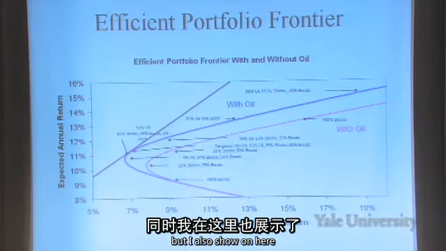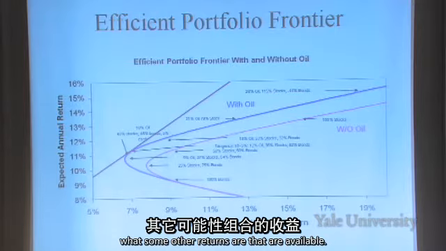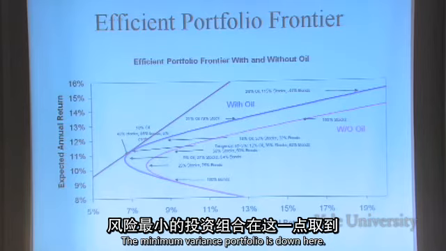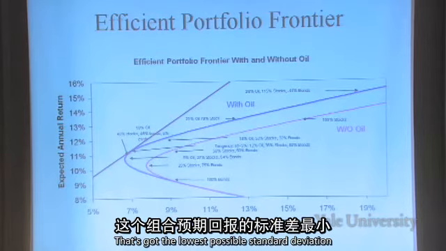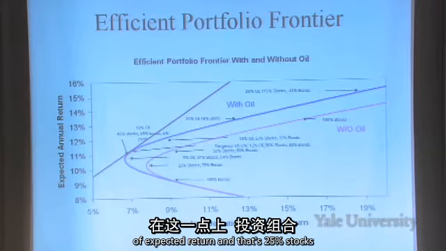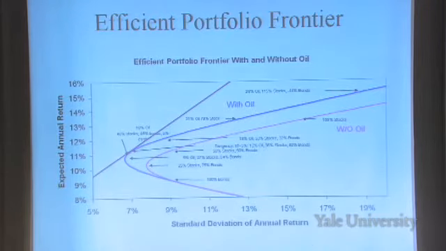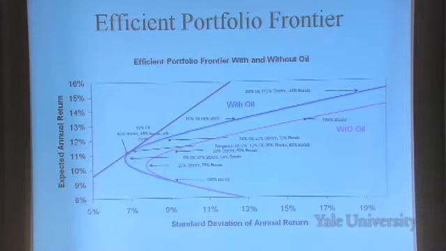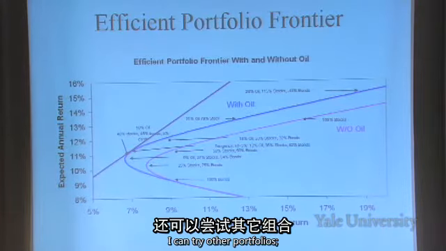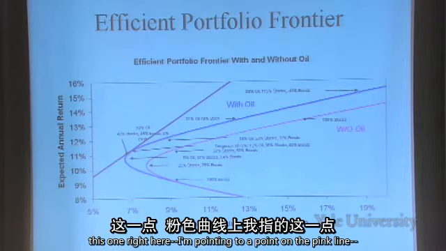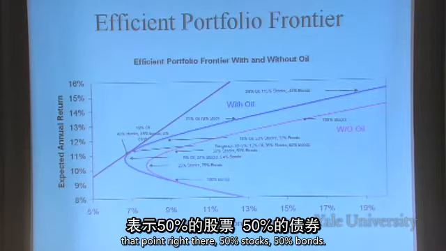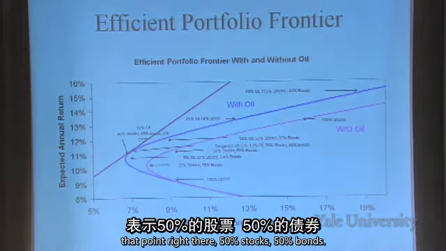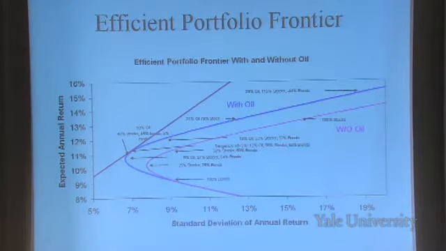But I also show on here what some other returns are that are available. So the minimum variance portfolio is down here. You see that it has the lowest possible standard deviation of return, and that's 25% stocks and 75% bonds in this sample period. But I can try other portfolios. This one right here, I'm pointing to a point on the pink line, that point right there: 50% stocks, 50% bonds. Okay?